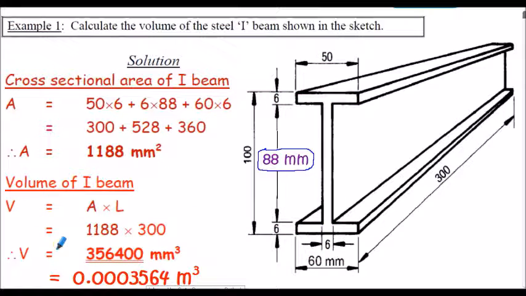Just note for reference that the volume, 356,400 millimeters cubed, would actually be 0.0003564 meters cubed. So in other words, to convert from millimeters cubed into meters cubed, we have to divide by 10 to the power of 9. We'll now consider conversions between various units on the following slides.